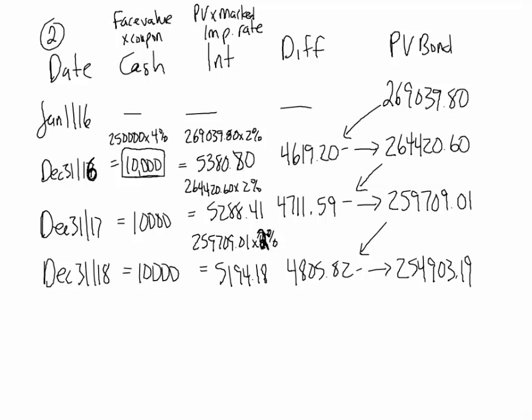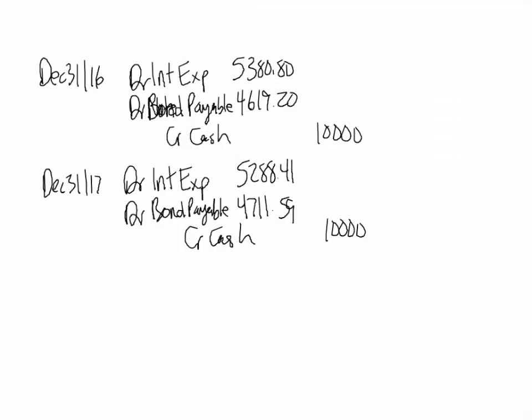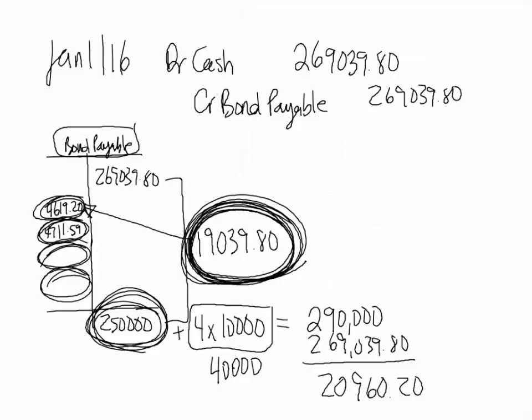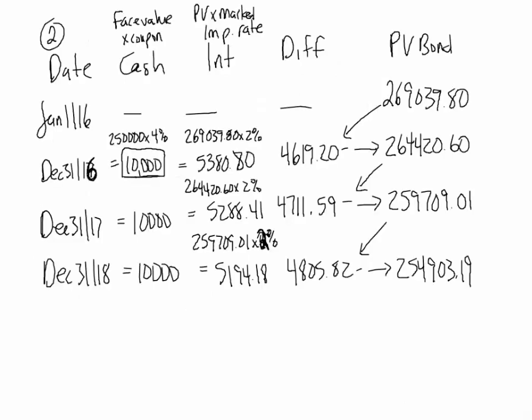What are we then going to do? Well, we're going to do the same, and I'm not going to do it again, guys. Is it okay if I don't do it again? You know what the entry is going to look like. It looks exactly the same every single time. So, of course, when we're looking at the 4805.82, that's going to go against our bond. So we're going to put 4805.82. All right, so now we're in the last year.